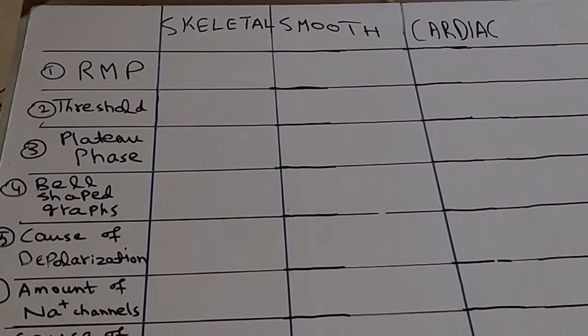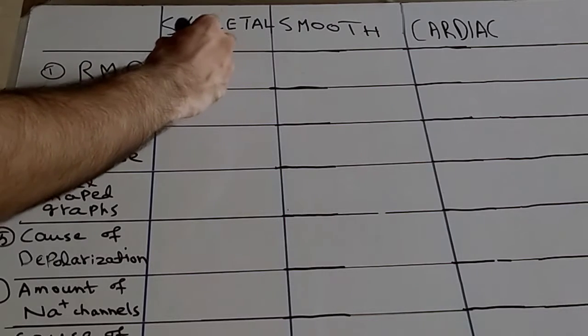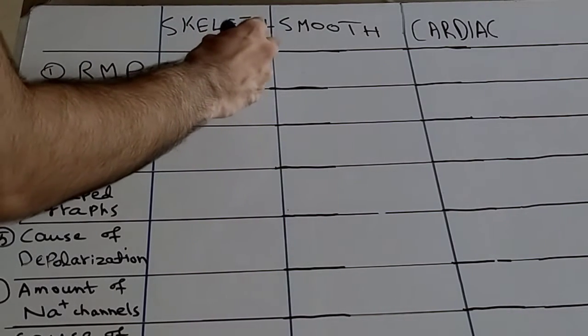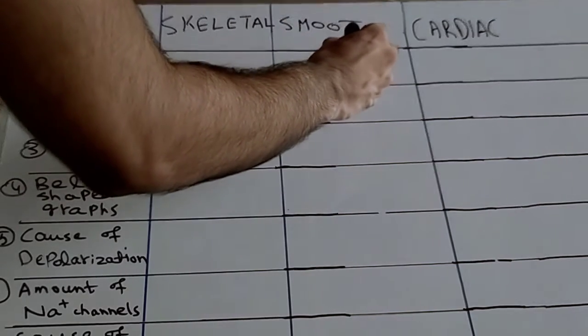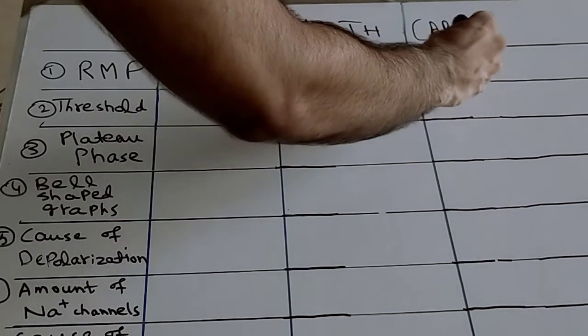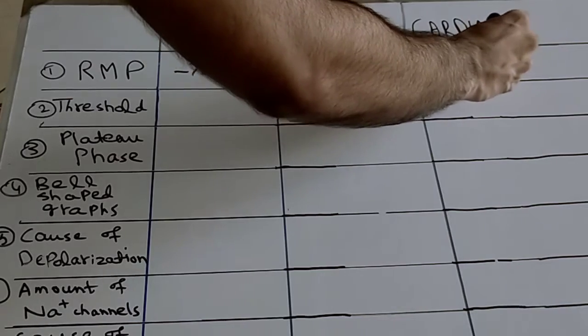Today I will tell you about the differences between the skeletal, smooth and the cardiac muscles. So I would be filling the table alongside and you would be following it. So let's start with the resting membrane potential. So resting membrane potential in the case of skeletal muscle is minus 70 millivolts. In the case of smooth muscles it is minus 60 millivolts. And in the case of cardiac muscle it is minus 90 millivolts.